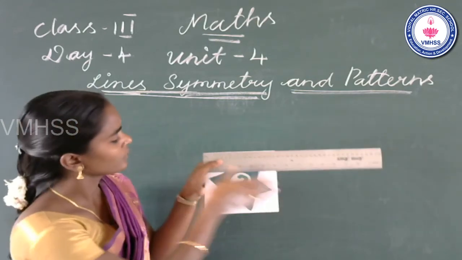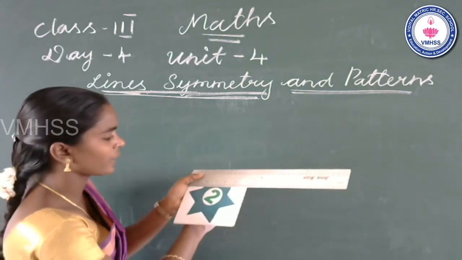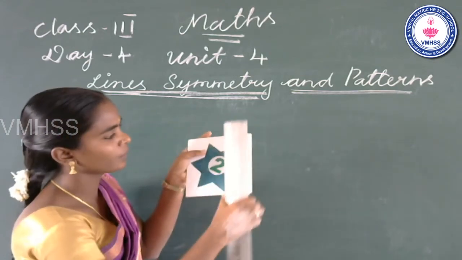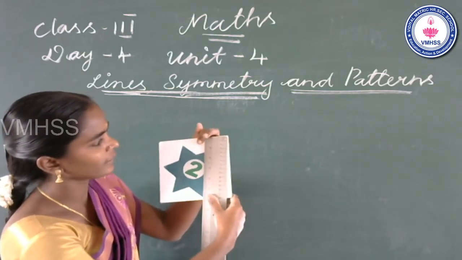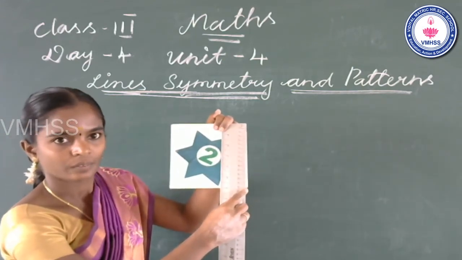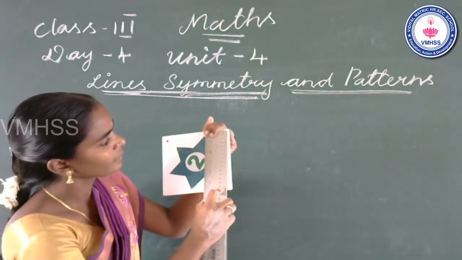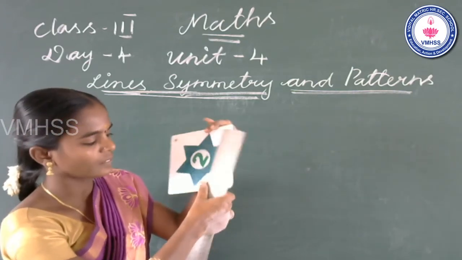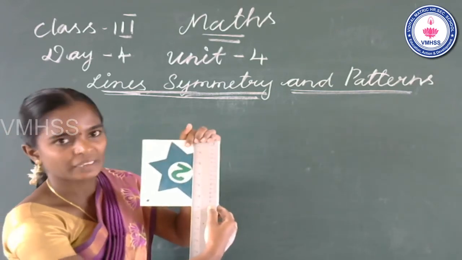From 0 to 15. So this square's length is 15 centimeter. Next we measure the vertical length. This length is also 15 centimeter. Next another side, this side is also 15 centimeter. Next we measure the last side, and this side is also 15 centimeter.